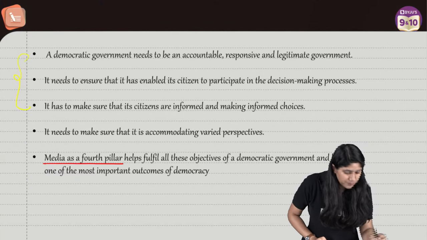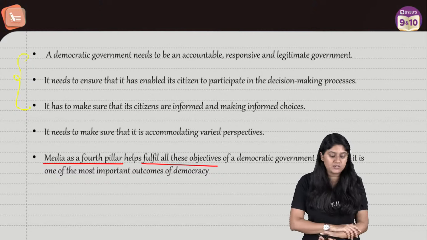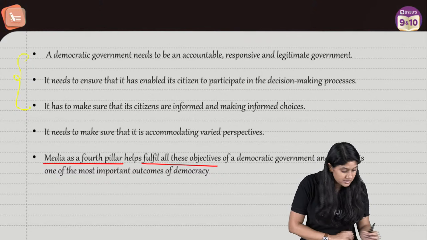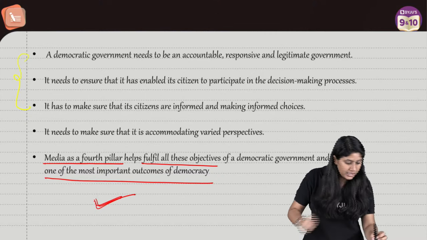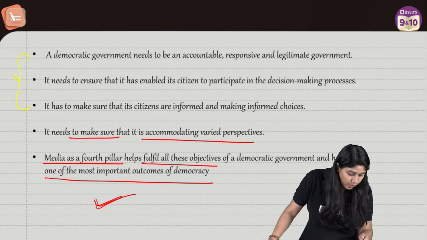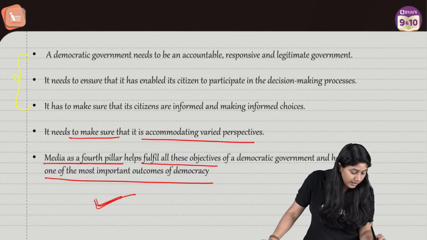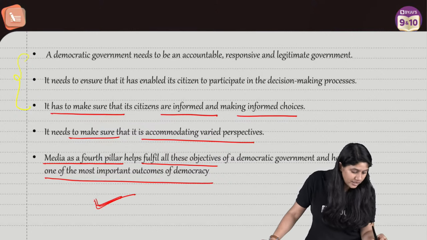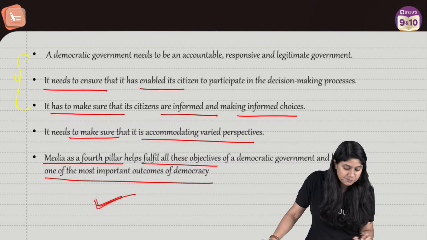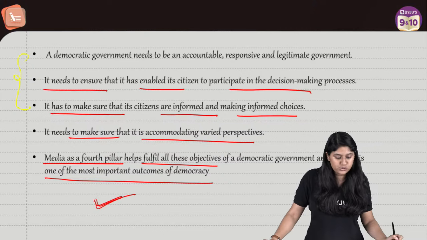Media is the fourth pillar, helps in fulfilling all the objectives of the democratic government, and hence is one of the most important outcomes of democracy, right? It helps make the government accountable in various ways. It makes sure the citizens are well informed, right? And it ensures that the citizens participate in decision making also. Clear?